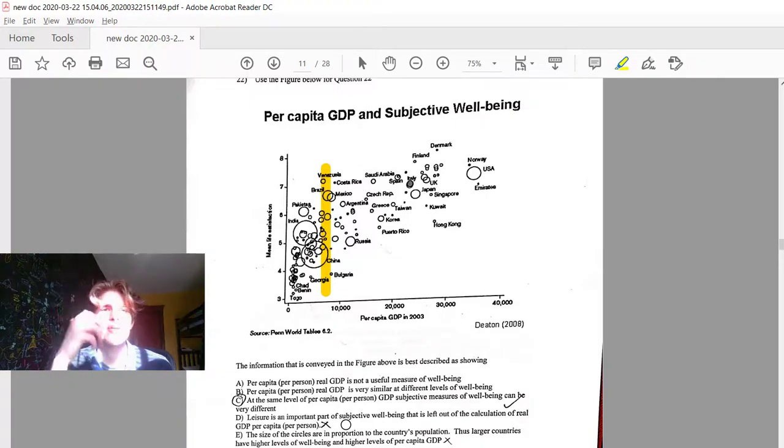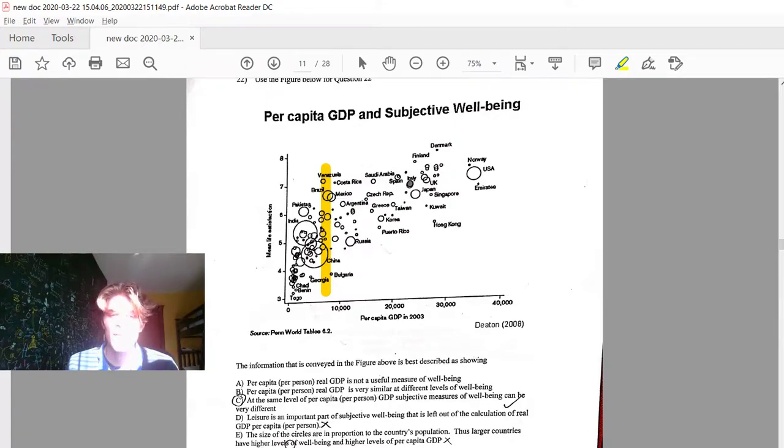I'm just going through these, by the way, I haven't prepared them, so I'm just thinking about it as if I would in an exam setting. So that's true, the second part anyways, it's left out of the calculation. But I think the idea is that leisure is not an important part of your well-being, I think. And based on the question, which says the information that is conveyed in the figure, that information is not conveyed in the figure whatsoever. So I wouldn't go with that one.